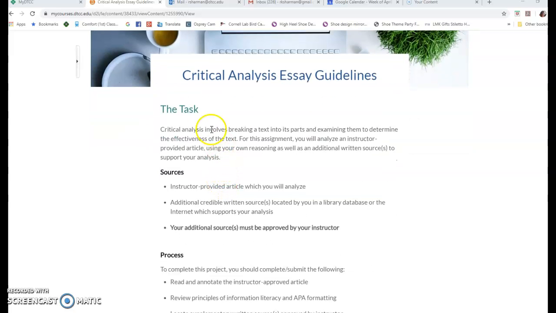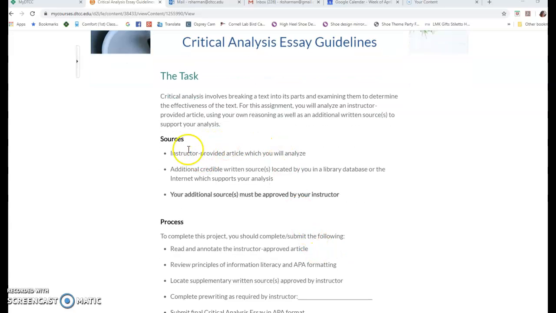So you will be doing an analysis as you did with the Unit 3 essay, but this time the purpose of your analysis is to evaluate the article that you are analyzing. So it will be a little bit different from what you did with the Unit 3 essay. You will be doing many of the same tasks.